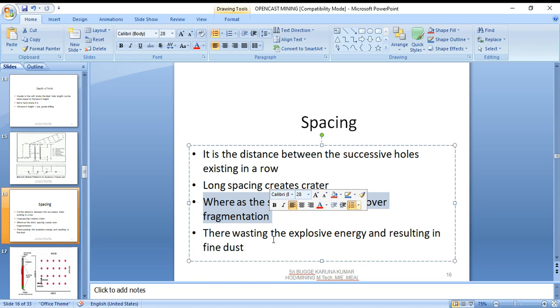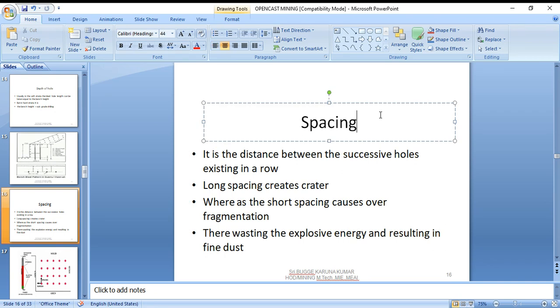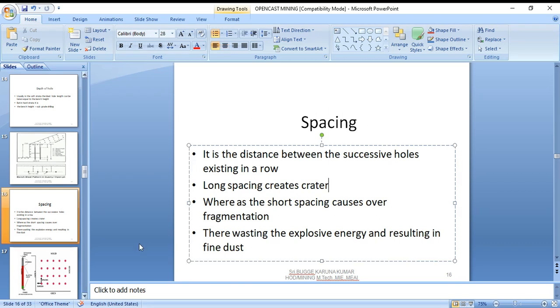There will be wasted explosive energy, resulting in white dust. So you can observe, if the holes are too far apart, the problem is cratering. If the holes are too close, again there will be fine dust and explosive energy will be lost. So unnecessarily we are utilizing more of the particular block or particular rock.